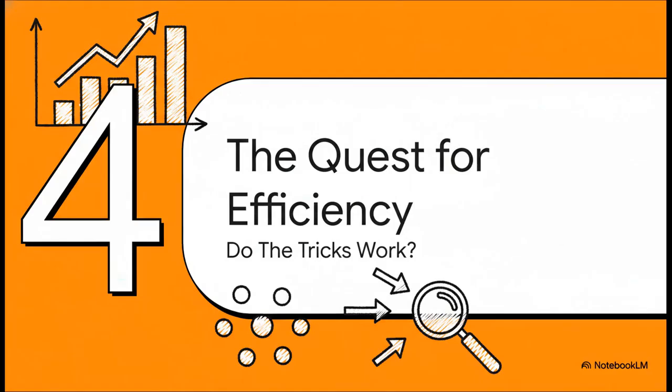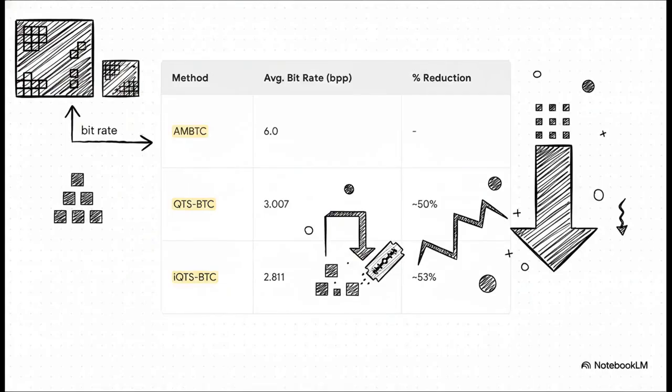So these are all very clever ideas. But the big question is, do they actually make a difference? Let's look at the data. This table here compares the bit rate, which is just the number of bits it takes to store each pixel, so lower is better. The original method, AMBTC, took 6 bits per pixel. The smarter Quadtree method cut that almost in half. But look at IQTS-BTC. That's the one with bit shaving. It reduces the file size even further, achieving over a 53% reduction from the original. That is a huge win.